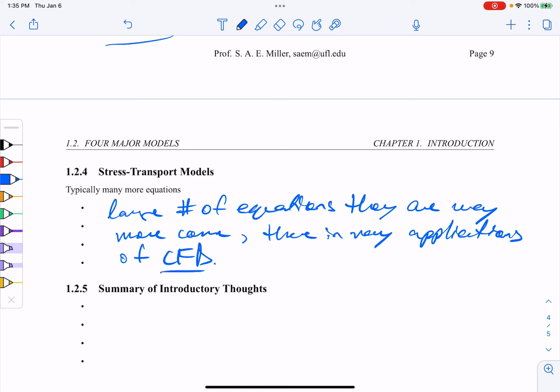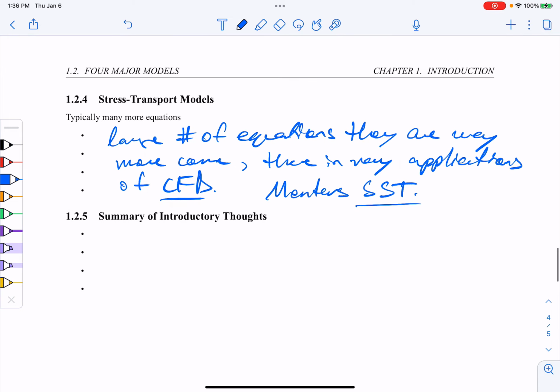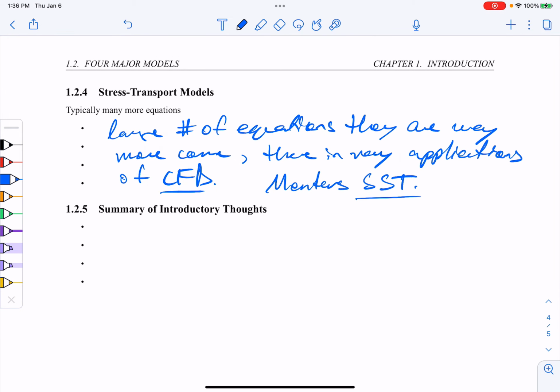And we'll try and look at the Menter SST model for shear stress transport. It's probably one of the most popular and robust models, but it could be considered a two-equation model or a stress transport multi-equation model, depending on, I guess, how you categorize things.